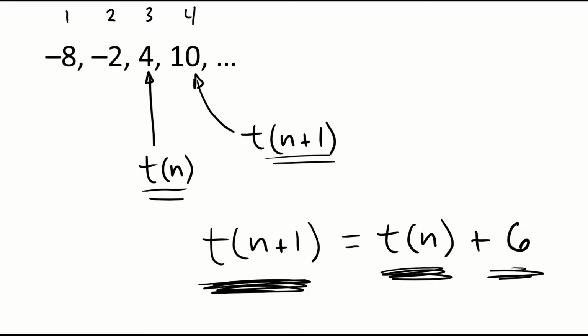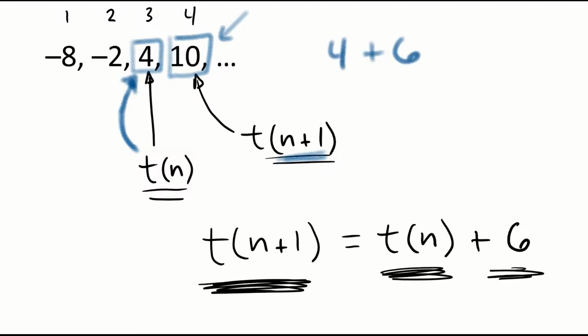that I plop down and say this is t of n, for example here, this is t of n, this is t of n plus 1. What I'm saying is that, hey, the next term, if I'm sitting here at the spot 4, I'm saying to get to the next spot, to get to the t of n plus 1 spot, take the value that you're at, the t of n, and add 6 to it. 4, the value that I'm at, plus 6 more, is going to equal the next spot in the sequence.